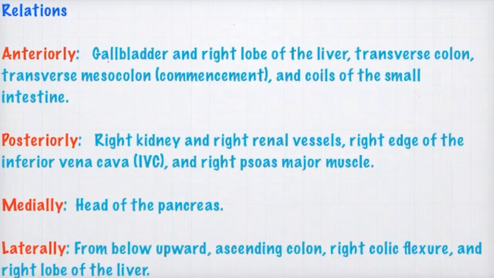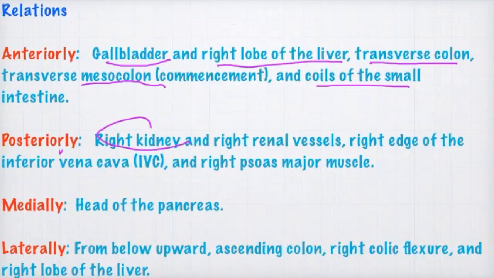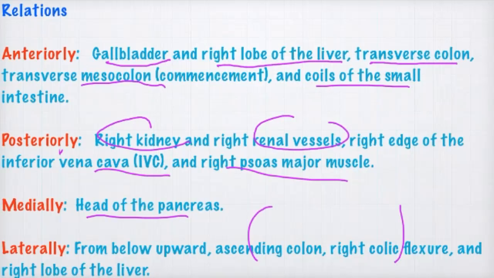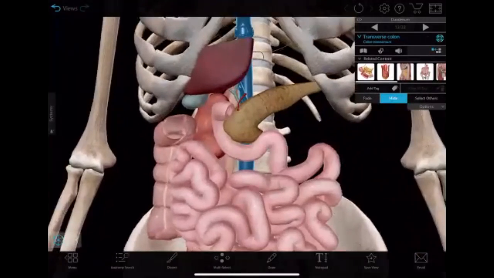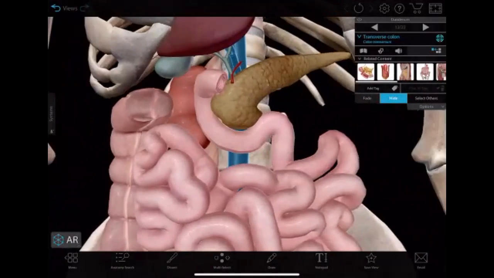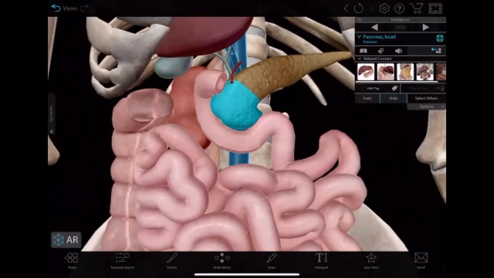Anteriorly, gallbladder and right lobe of the liver, transverse colon, transverse mesocolon, and coils of the small intestine. Posteriorly, right kidney, right renal vessels, right edge of the inferior vena cava, and right psoas major. Medially, head of pancreas; laterally, ascending colon, right colic flexure, and right lobe of the liver. This is easy. So medially pancreas, laterally ascending colon, anteriorly you have already seen the transverse colon.